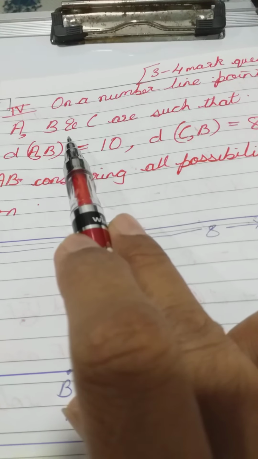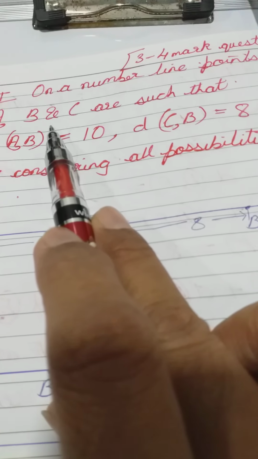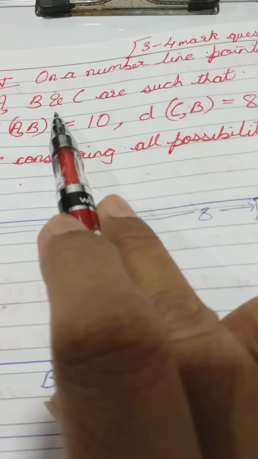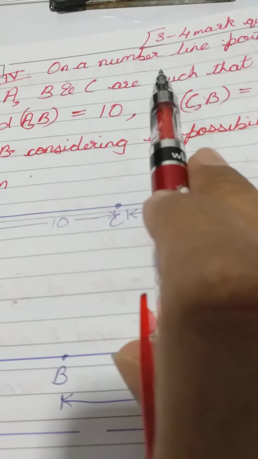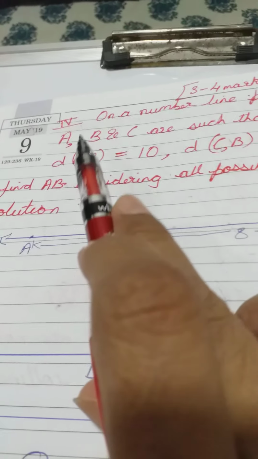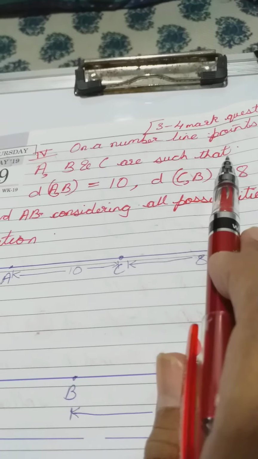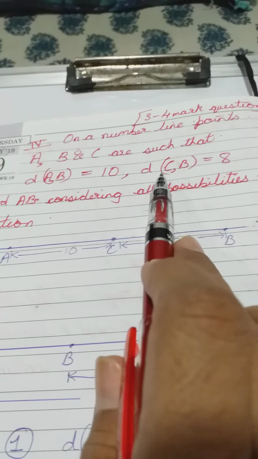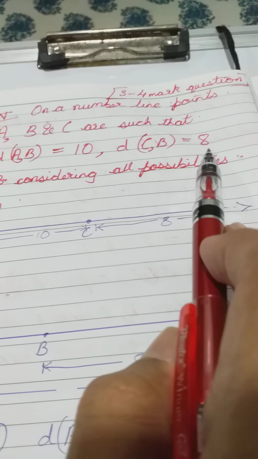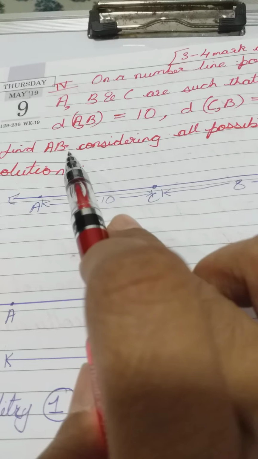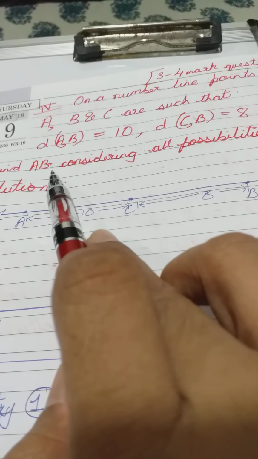It's not always that they will write in the question that the points are collinear. They said that on a number line, points A, B, C are on a number line, means they are on the same line, such that distance AB is equal to 10, distance CB is equal to 8. Okay, you have to find AB.